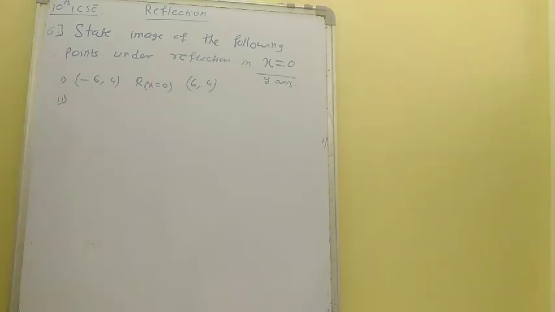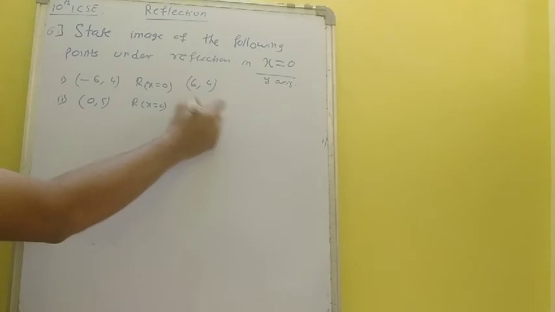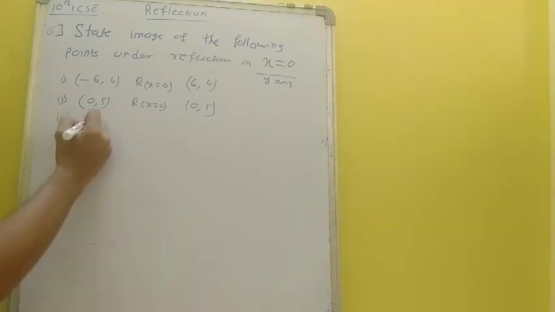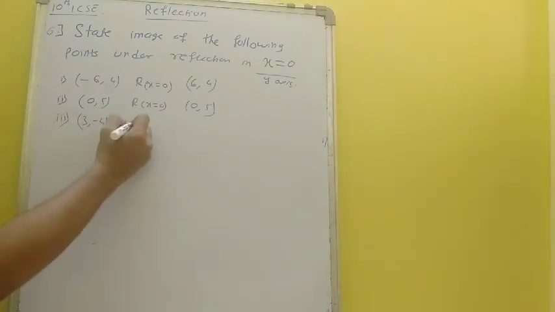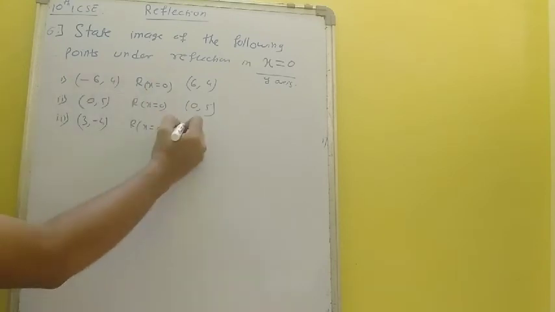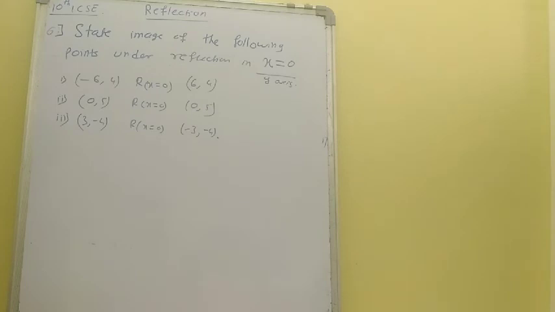The second one is 0, 5. Reflection in x is equal to 0, that is y-axis, x will change, but as it is 0 it will not change. It is as it is. Okay. The last one is 3, minus 4. Reflection in x is equal to 0. X is equal to 0 means y-axis. Now x will change, so it is minus 3, minus 4.